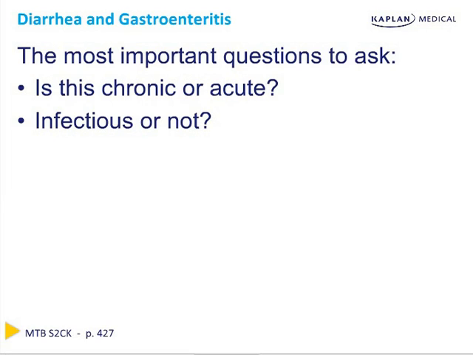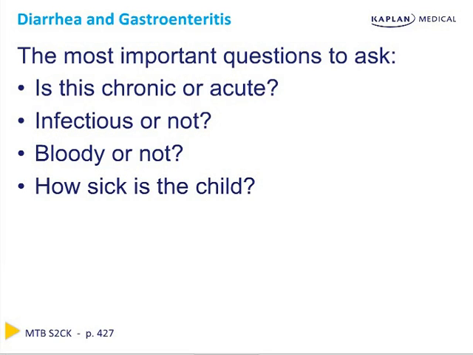Knowing these two facets of the diarrhea is going to start to hone your diagnosis in one way or another. And then, is it bloody or not? This is an important management question because there are some things you never, ever give to children with bloody diarrhea, or anybody with bloody diarrhea. If it's non-bloody, then your differential remains fairly wide. And then always, how sick is the child? Because how sick they are will determine what type of hydration they need, whether they need to go to the OR, and what the most likely diagnosis is.